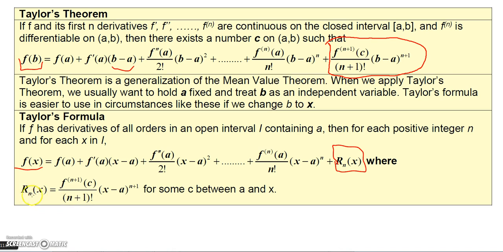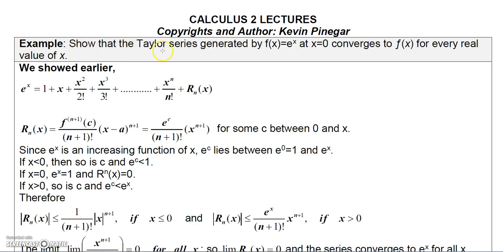And that remainder term is actually equal to the n plus 1th derivative evaluated at some number c times x minus a to the n plus 1 power over n plus 1 factorial, where c is some number between a and x. So the first example here says show that the Taylor series generated by f of x equals e to the x at x equals 0 converges to f of x for every real value of x.